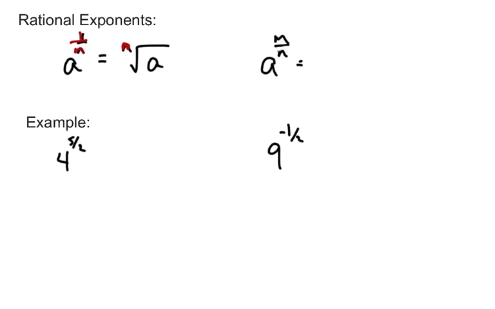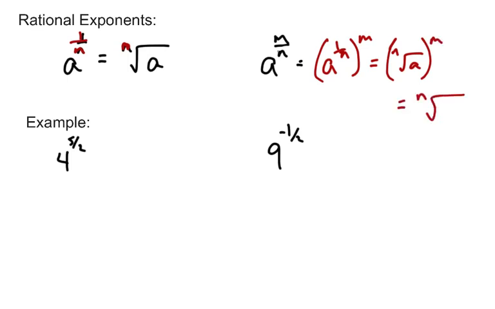And so if we have a to the m over n, well, that's the same as a to the 1 over nth power times 1 over m, or to the mth power again, which means we're going to have the nth root of a taken to the mth power, or we could rewrite it as this, the nth root of a to the m.